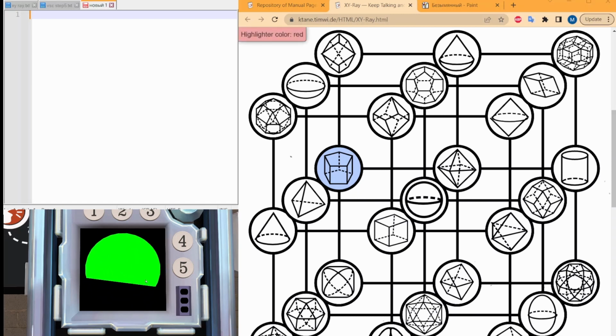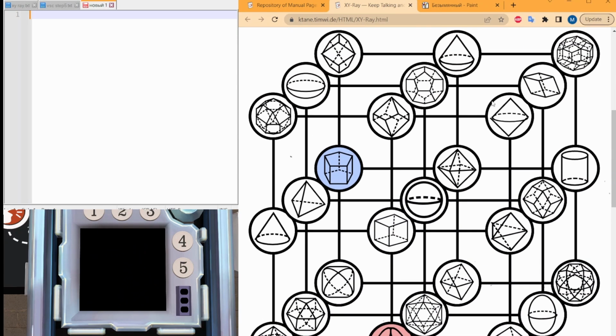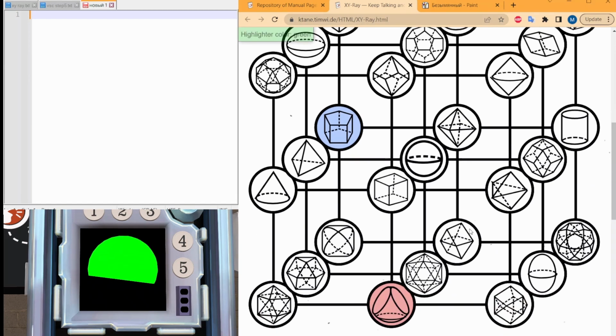Okay, second one seems to be just this one. It's 2 cut circles. I'm pretty sure it's just 2 cut circles. Yeah, and the third one seems to be also easy. Let's just count the vertices. 1, 2, 3. That's not so easy as I thought.